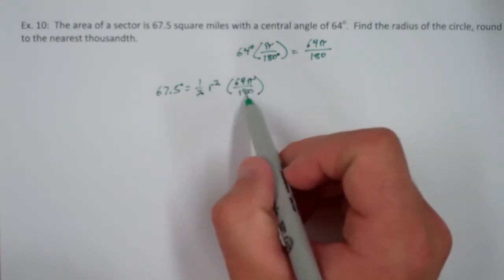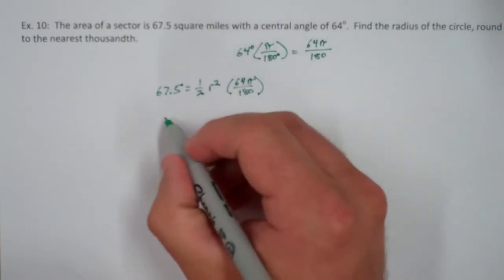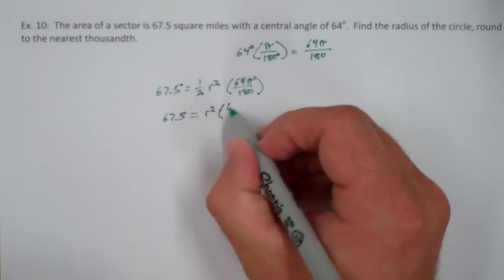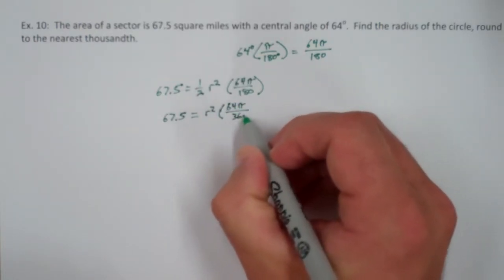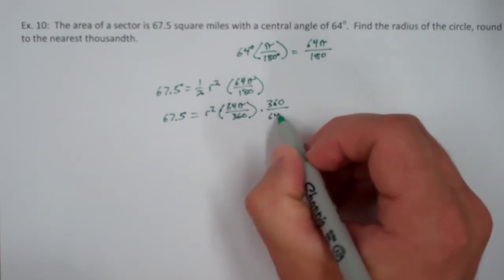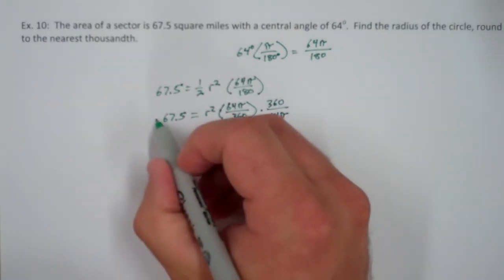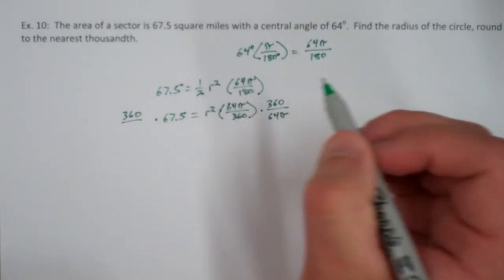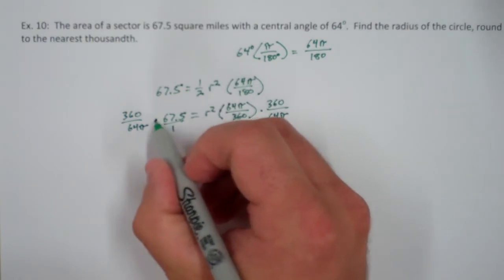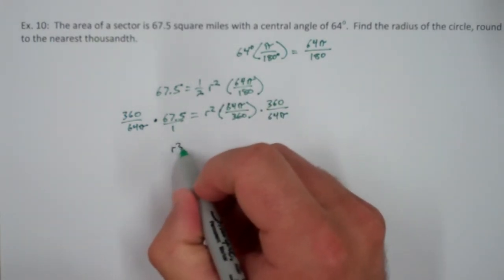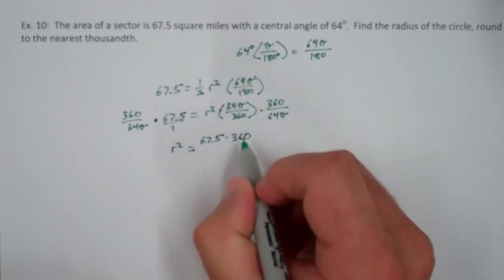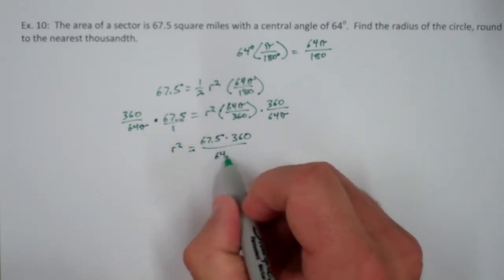I like to clean up my fractions here, so I'm going to multiply this 180 by 2. So I've got 67.5 is equal to r squared, and then in parentheses I'll have 64 pi over 360. Now to solve for r, I can multiply by the reciprocal, which is 360 over 64 pi. Of course, whatever I do to the right, I need to do to the left. So we've got 360 over 64 pi. Keep in mind 67.5 is over 1. And then we're going to be left with r squared is equal to 67.5 times 360 over 64 pi times 1, which is just 64 pi.